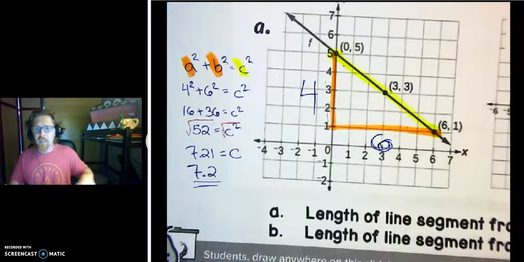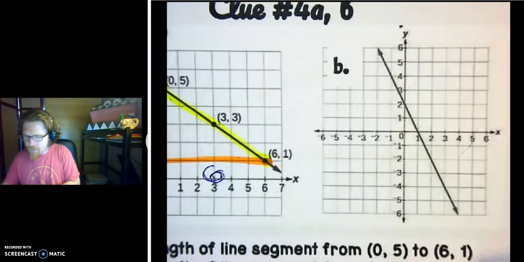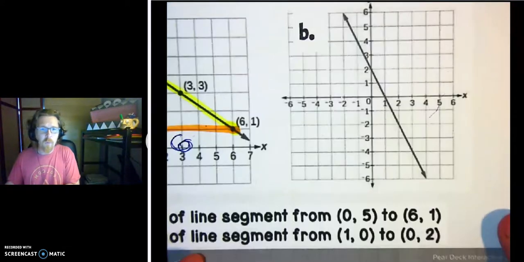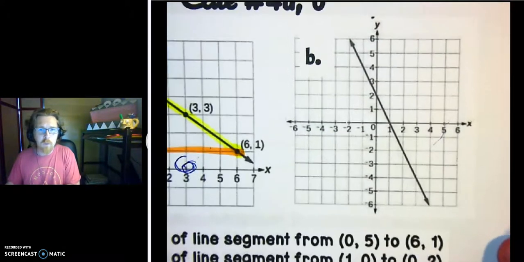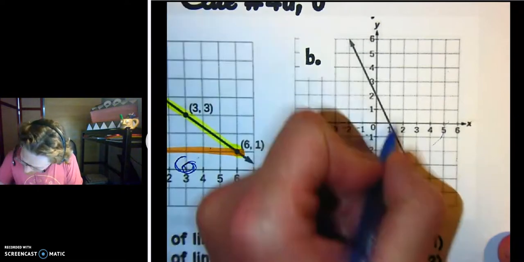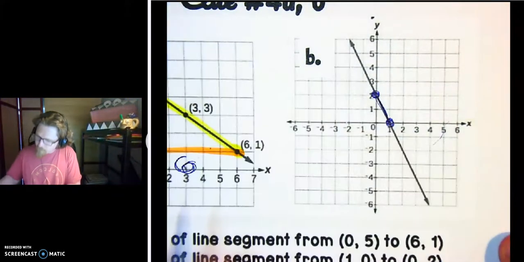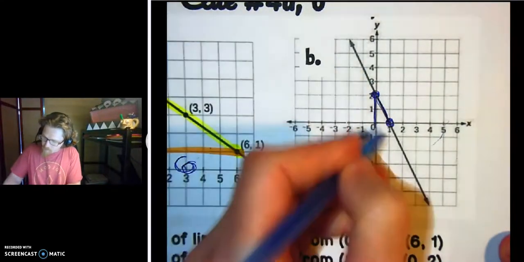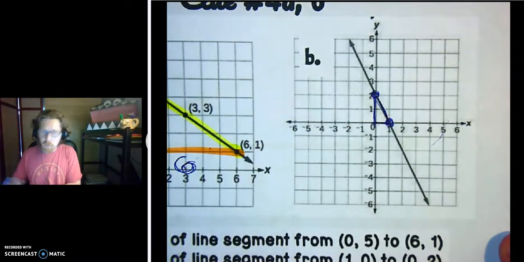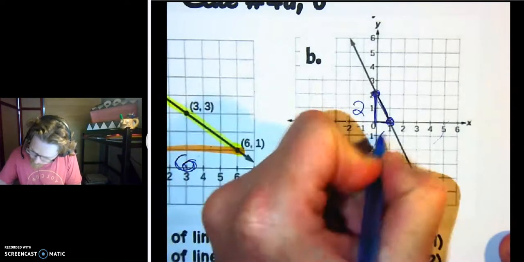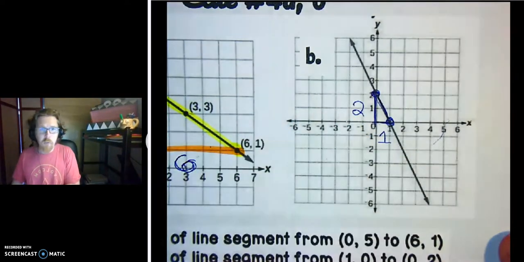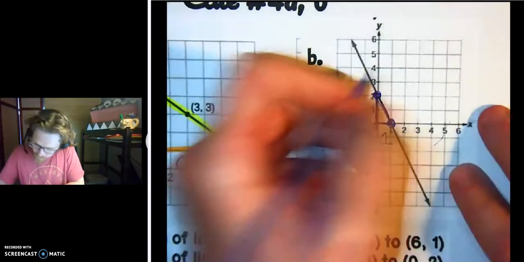Moving on, like I said, I'll move relatively quickly. B asks for (1,0) to (0,2). So from (1,0), that's right here, to (0,2), that's right here. I'm going to do the same thing. I'm going to draw a right triangle. I see that this side measures 2 and this side measures 1. So I can use the Pythagorean theorem.